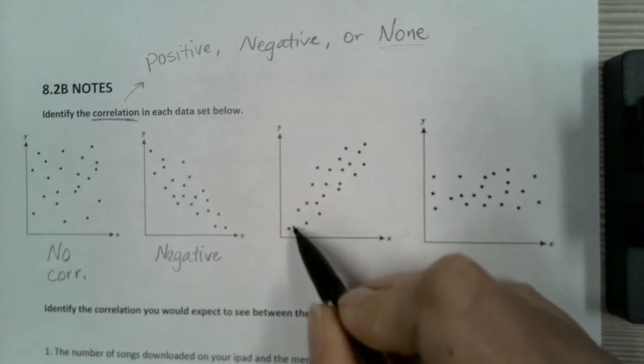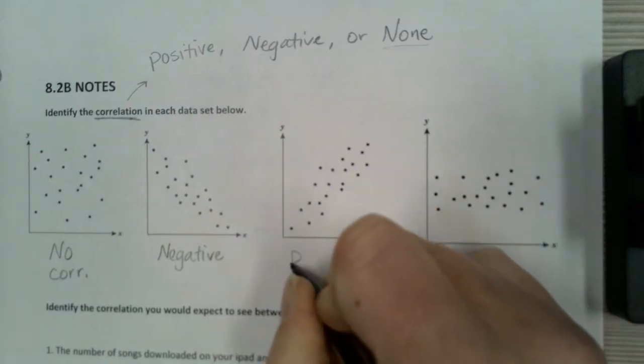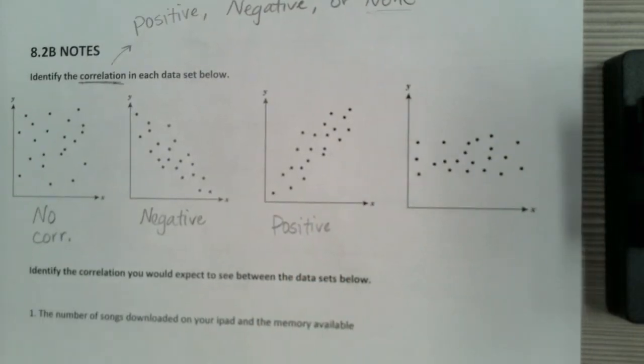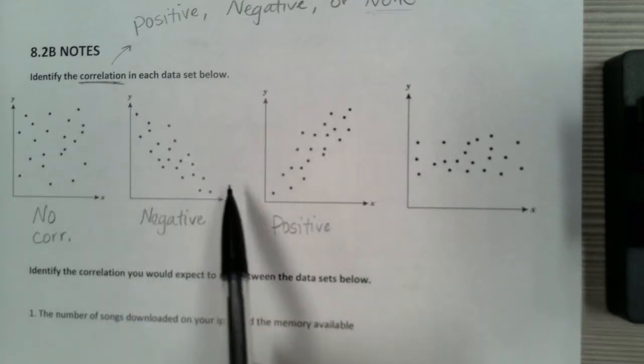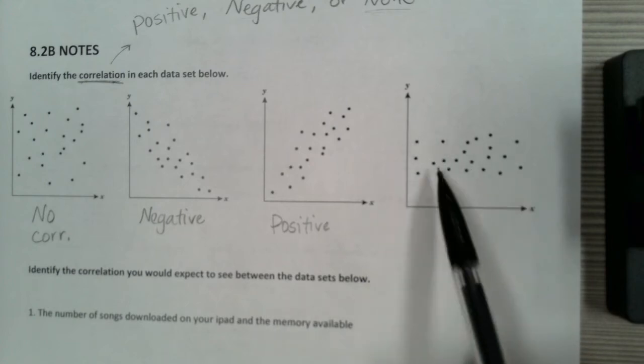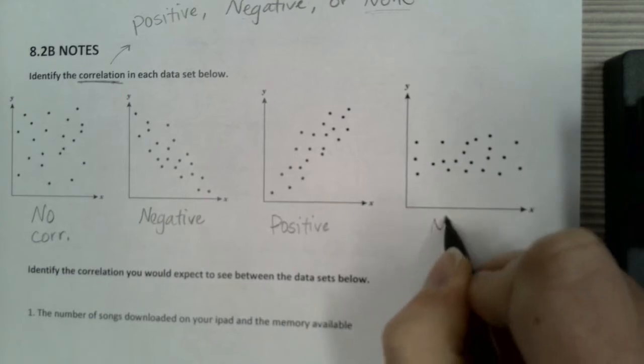In the third graph, for the most part, my points are going up. That would be positive. And then in the fourth graph there, if they're not going down or they're not going up, in this case, they're all in this area, but since they're not going down and they're not going up, that means this must be no correlation.